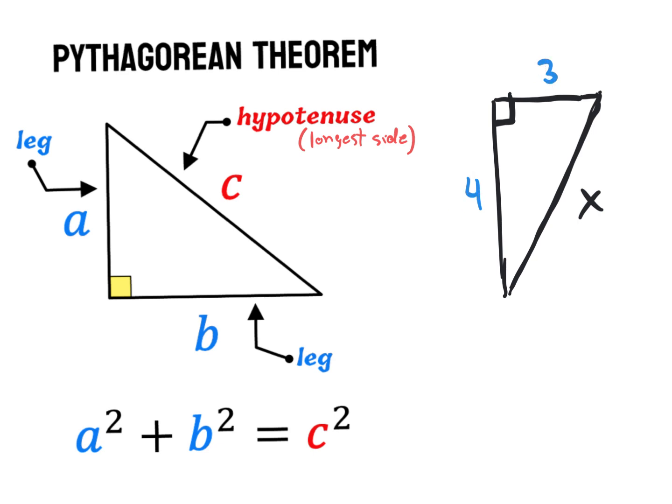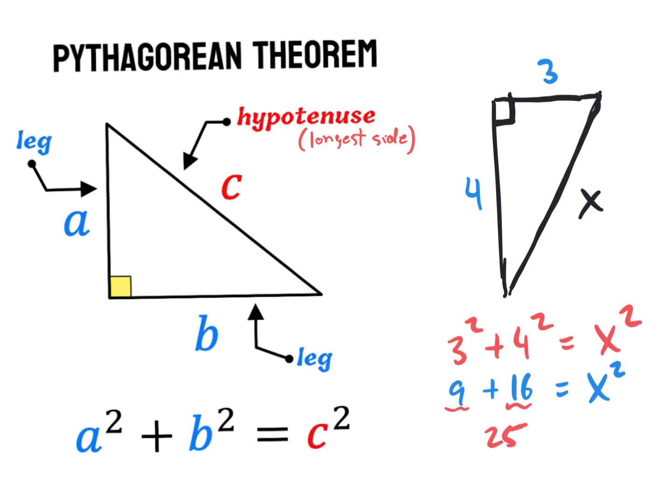So you got a squared plus b squared equals c squared, which in this case is 3 squared plus 4 squared equals x squared. Okay, so these are pretty simple numbers that we could do. 3 squared, 3 times 3 is 9, plus 4 times 4 is 16, equals x squared. And we know that 9 and 16, if you add those together, that's 25, equals x squared. So you really have x squared equals 25.